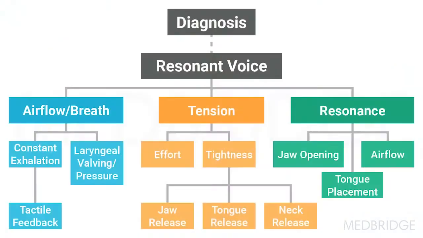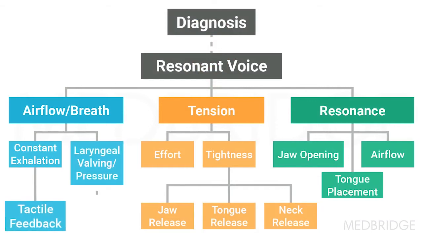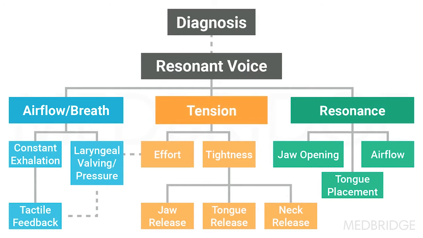I can use my hand. I can feel air on my teeth and lip. I can feel air on my finger. So for consistent exhalation of air, we use tactile feedback. And then for reducing laryngeal valving, we may also use tactile feedback. And that also has a dotted line over to effort under the tension component. So under tension, we might have effort, like the person is working really hard, and we might also have tightness.